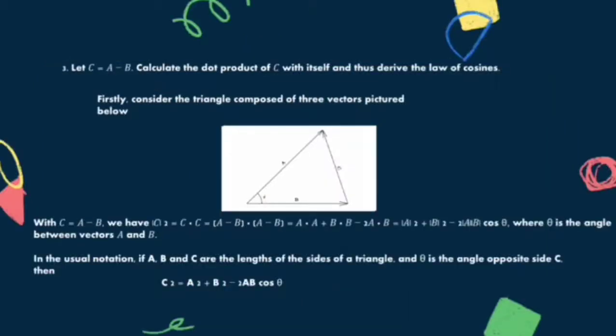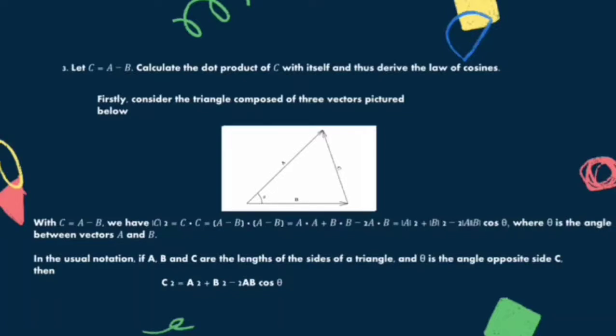Let C equals A minus B. Calculate the dot product of C with itself and thus derive the law of cosines. Firstly, consider the triangle composed of three vectors pictured below. With C equals A minus B, we have that formula, where theta is the angle between vectors A and B.